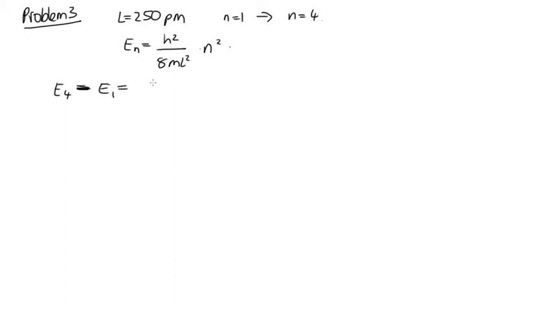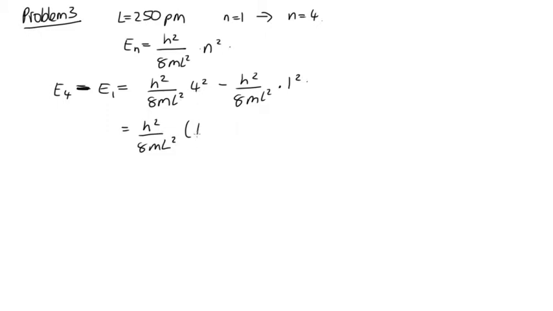And so this will be equal to h squared over 8mL squared, and here n is 4, so that's times 4 squared, minus h squared over 8mL squared times the ground state, which is 1 squared. So this will be h squared over 8mL squared times, this is a common factor, so I've taken it out the front as a common factor, and then we've got 4 squared, which is 16, and 1, so minus 1. So this is equal to 15h squared over 8mL squared, and now we can just substitute in.